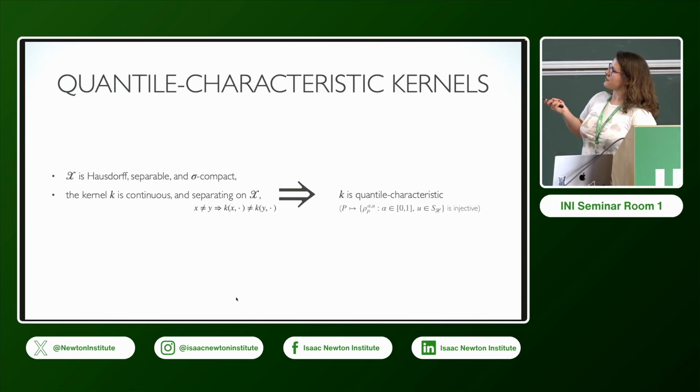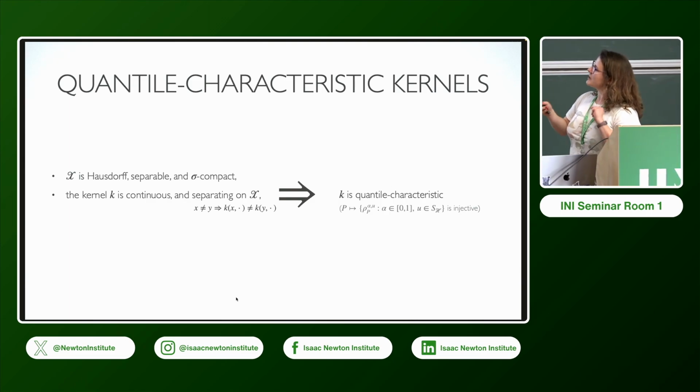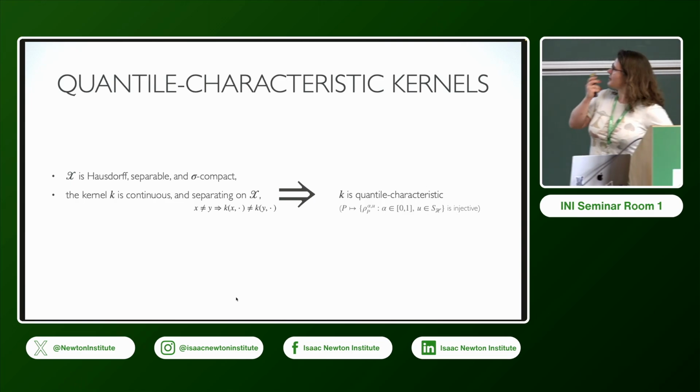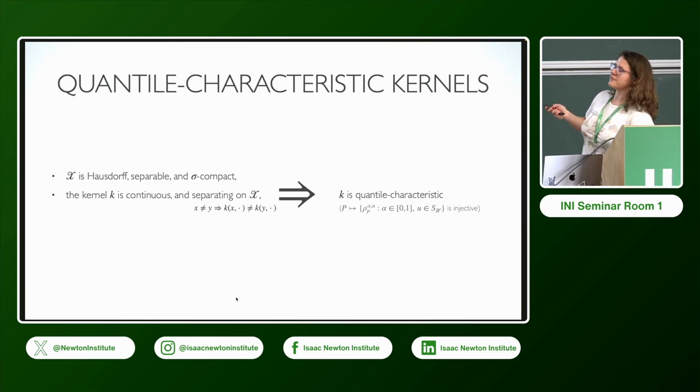If the application of interest is something more general than this, we can drop the separability and sigma compactness at the minor cost of restricting the characteristic property to only the Radon measures, which are Borel measures minus the really strangely behaving stuff. So if you want to drop separable and sigma compact, we have to be content with just looking at Radon measures, which hopefully is okay. So under these mild conditions, we have that K is quantile characteristic, meaning the mapping from the distribution to the whole set of quantiles is injective.